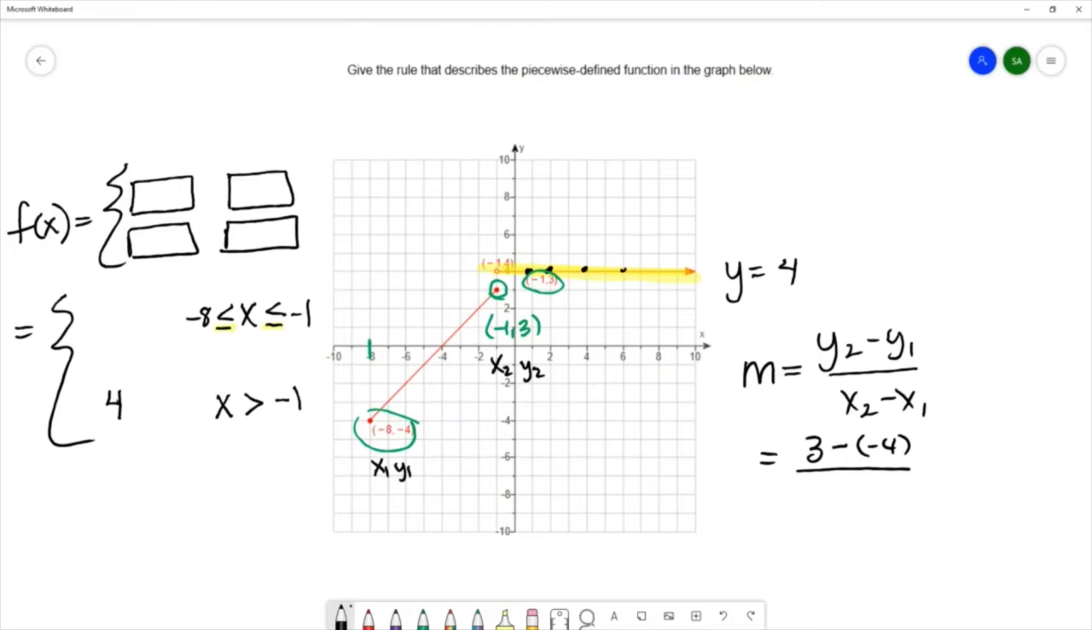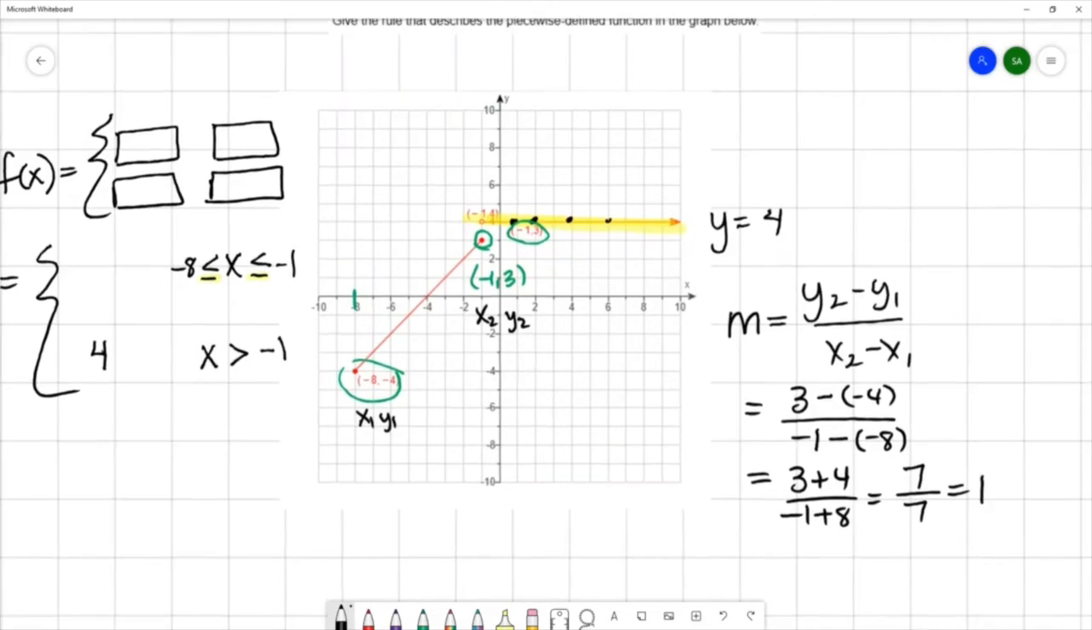x2 is -1, minus x1 being -8. That's 3 plus 4 over -1 plus 8. That's 7 over 7, which is 1. So we have the slope of the line being 1.